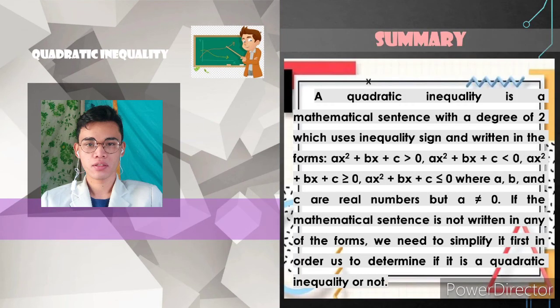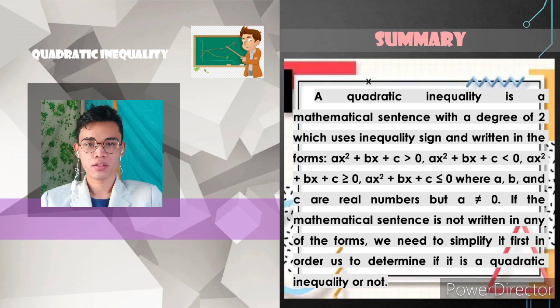For the summary, a quadratic inequality is a mathematical sentence with a degree of 2 which uses an inequality sign and is written in the forms ax squared plus bx plus c is greater than 0, or less than 0, or greater than or equal to 0, or less than or equal to 0, where a, b, and c are real numbers but a is not equal to 0.